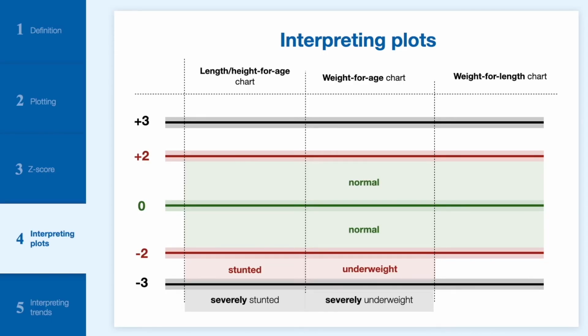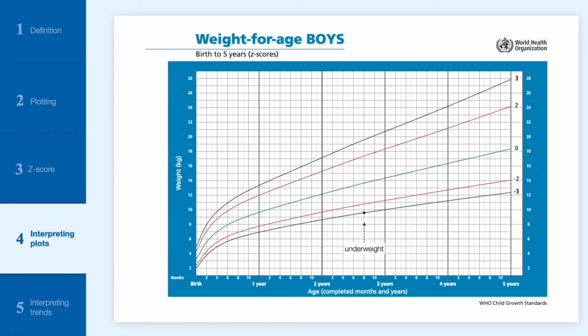When looking at weight for length, if they plot between the -2 and -3 Z-scores, they are wasted. And if they plot below the -3 Z-score, they are considered severely wasted. If they plot between +2 and +3 Z-score, they are overweight. And if they plot above the +3 Z-score, they are considered obese. If a measurement is plotted exactly on a Z-score line, it can be considered in the less severe category. So if a child's weight for age plots on the -3 line, the child should be considered underweight and not severely underweight.